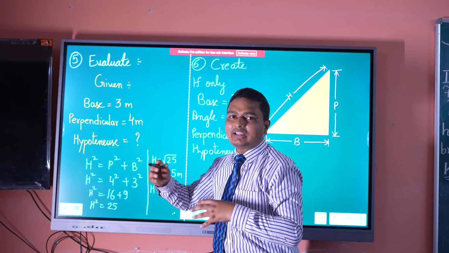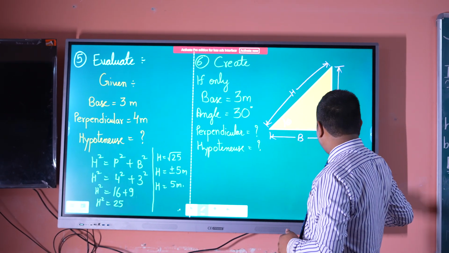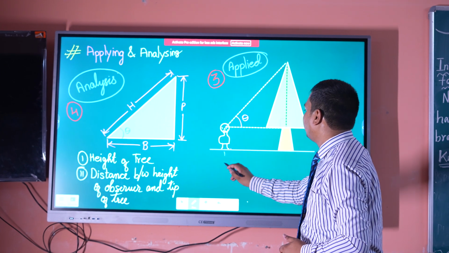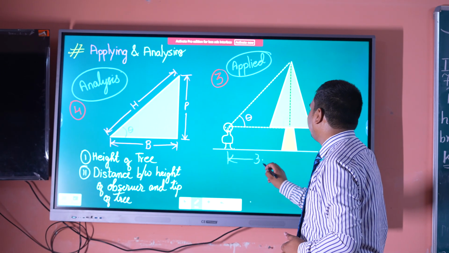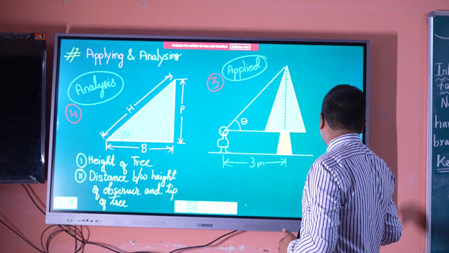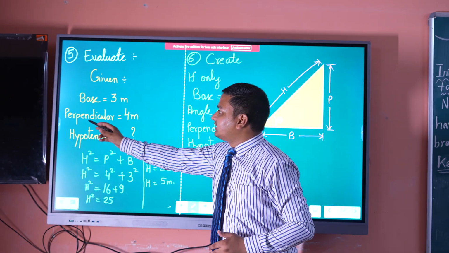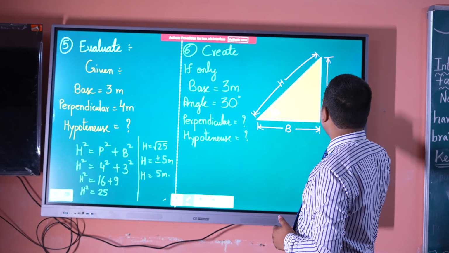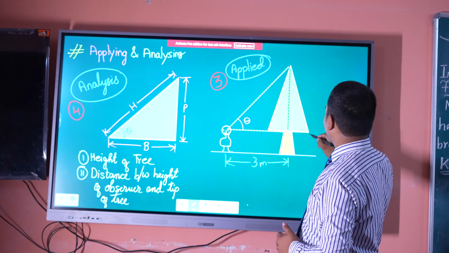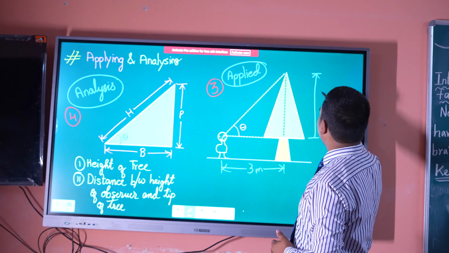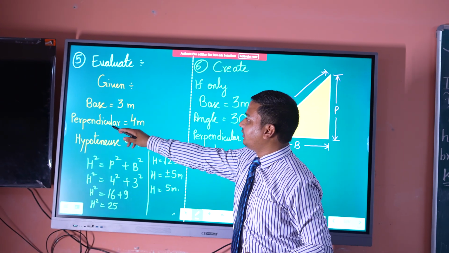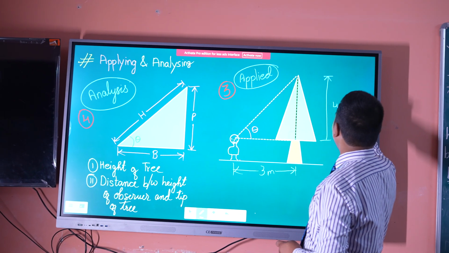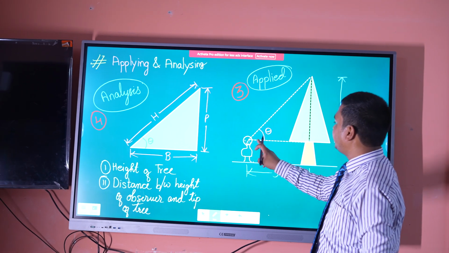So let's start. Base, I have taken a random value, that is 3. As you are able to see in the previous figure, from here to here, where the child is standing, what is the distance? What I told you, from here to here I have measured as 3. So I have taken base 3. Perpendicular means height. I have taken a random figure from here to here: base I have given 3, perpendicular I have given 4 meters. Height of the tree I have given as 4 meters.